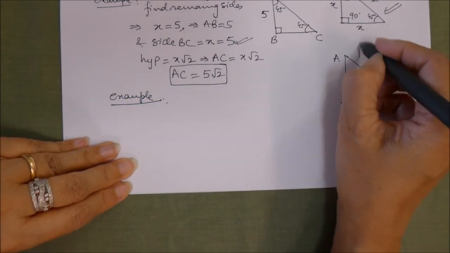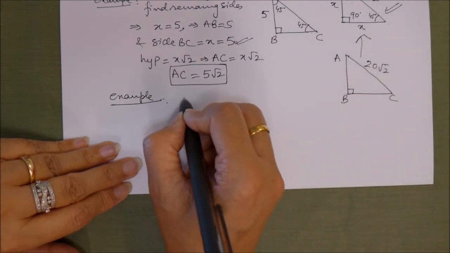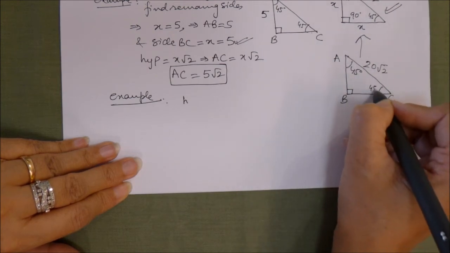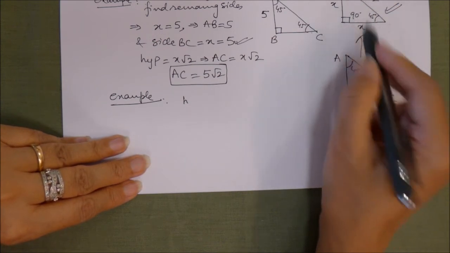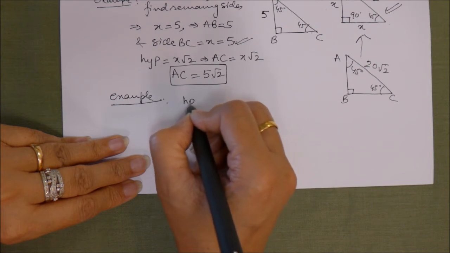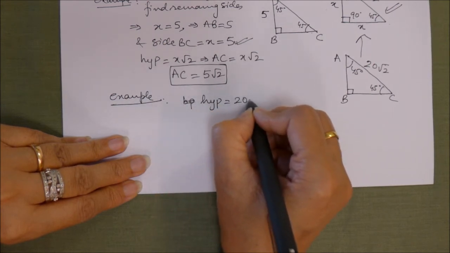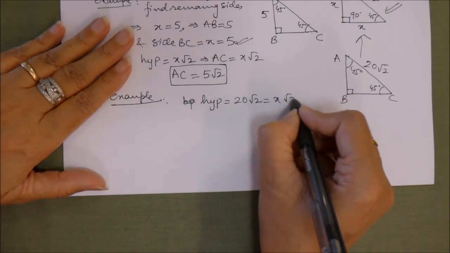So again comparing with this triangle. If you compare with this triangle, the hypotenuse. So we write hypotenuse, this is 45 degree given each. This has to be there, otherwise we cannot compare the triangles. So these two are 45 degree. So we write the hypotenuse is 20 square root 2, and comparing with this one we get it is x square root 2.